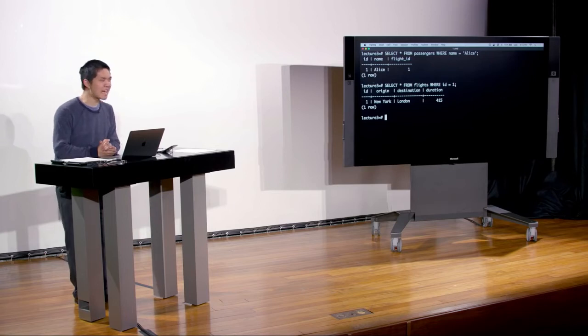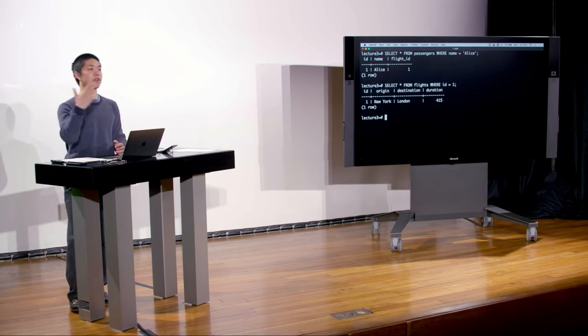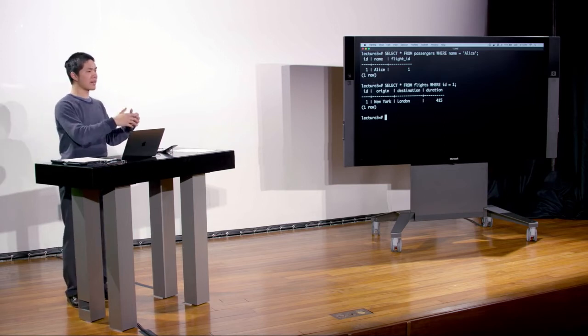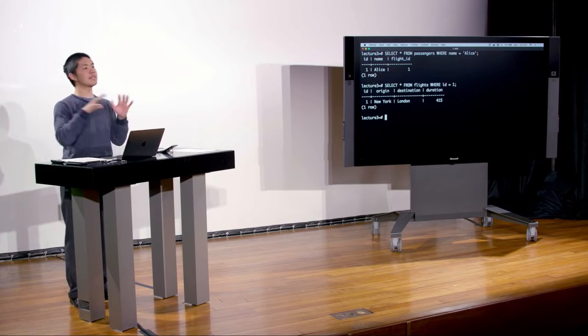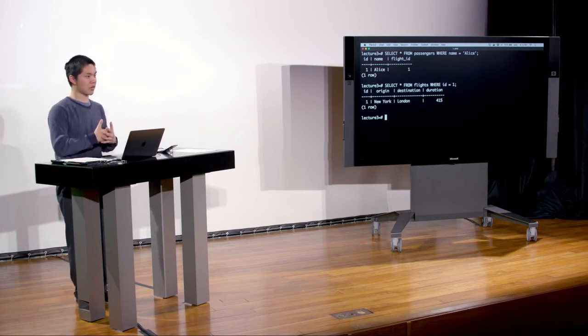But in order to do this, I had to do 2 queries. I first queried the passengers table to say, what flight number is Alice on? And then I queried the flights table to say, all right, which flight has ID number 1? It would be nice if I didn't need to do 2 queries, if I could join these 2 queries into one. And in fact, in SQL, you can, using a special type of syntax called a join.